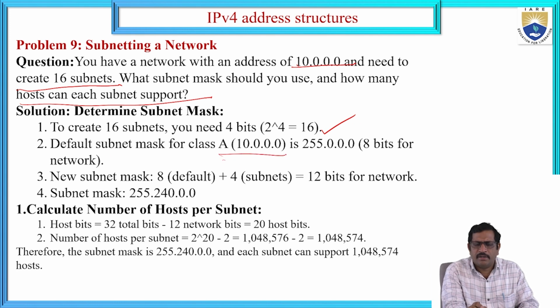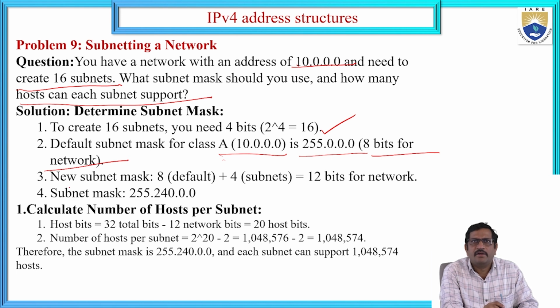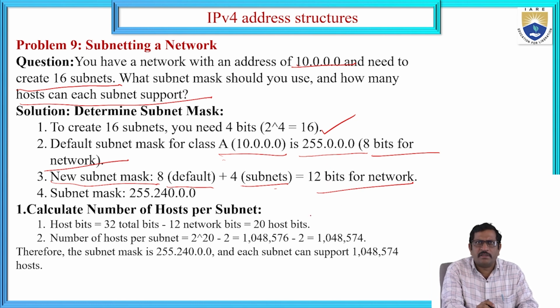The default subnet mask for class A is 255.0.0.0, 8 bits for the network. The new subnet mask is 8 plus 4: 8 is the default value and 4 is the subnet value, so 12 bits in total for the network. Using the new subnet mask, the address is 255.240.0.0.